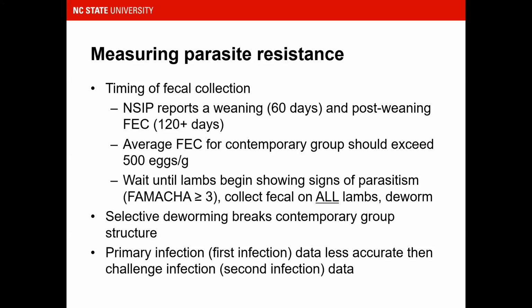So you can either collect that fecal sample, deworm everything, and then restart that kind of 30-day time clock, or you can just selectively deworm those, keep track of those that you have dewormed, and manage those accordingly. In terms of parasite management, it's probably best to just selectively deworm, but if you really want the data and to keep that whole contemporary group together, then you need to treat all those individuals the same. That primary infection, that first infection, the data from that is generally less accurate than our challenge infection, that second infection. That challenge infection is generally more telling about the true level of parasite resistance that individual has.